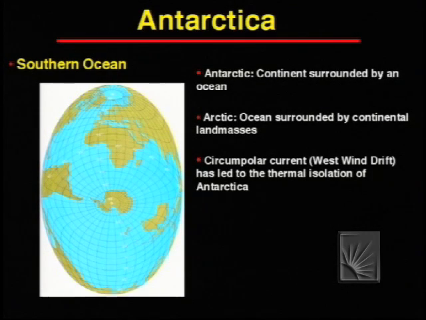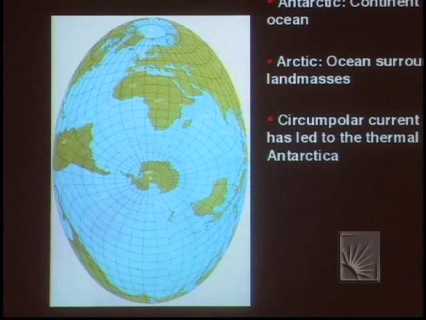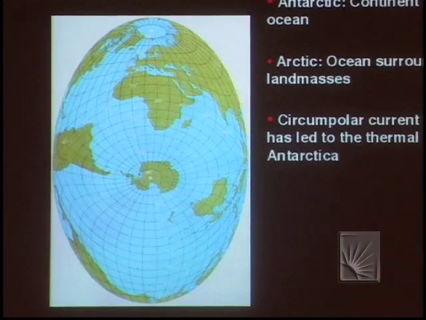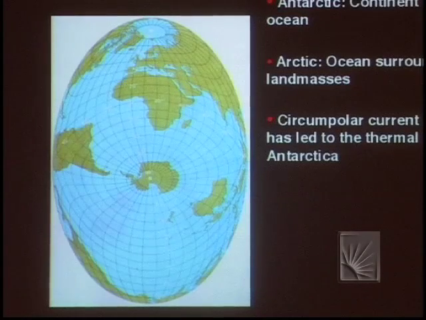Now, when this current started is an area of debate, and it has to do with when southern South America and the Antarctic continent finally split. I'll talk a little bit about that. But what's essentially happened with this circulating current is it's prevented any warm water currents from reaching the continent. So as Antarctica began getting cold, it just kept getting colder and colder and colder because no warm water could come in and actually bathe the coast.